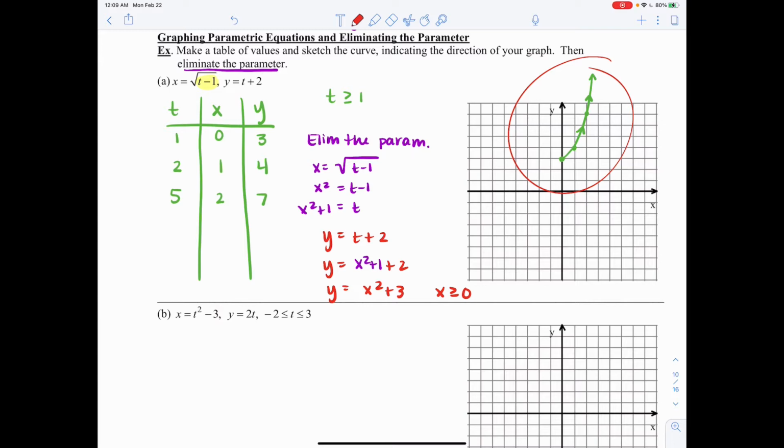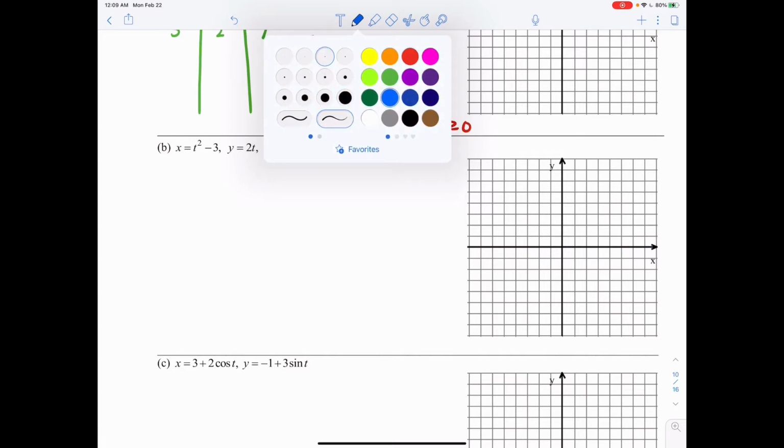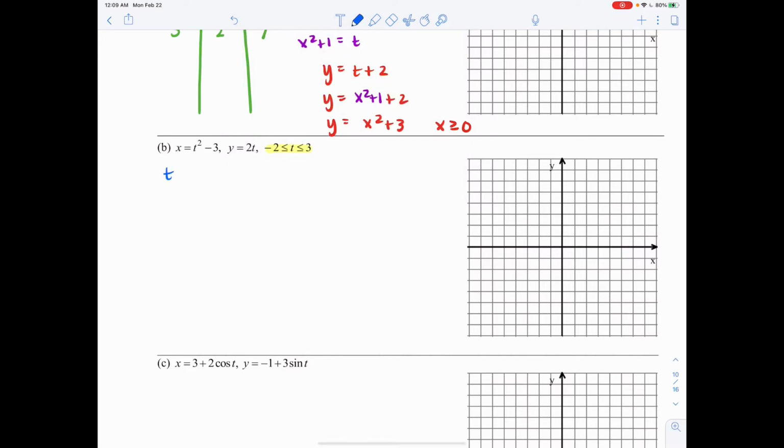Let's do one that's maybe a little bit more involved. So now I've given you one where t actually does have a restriction. And t doesn't have to be time. I'm saying time, but it doesn't have to be. It's just another parameter. What I would typically recommend is set up a t, an x, and a y chart. And everything we're doing, this is pre-cal review at this point. So we're going to plug in -2, -1, 0, 1, 2, and 3 just for giggles.